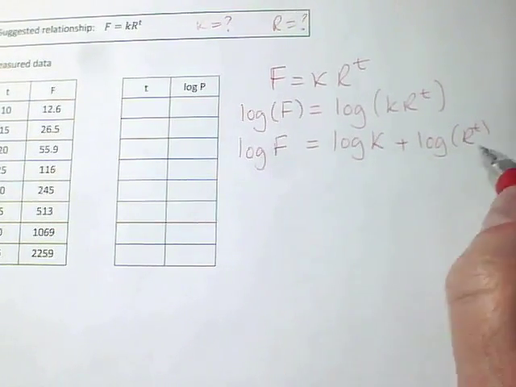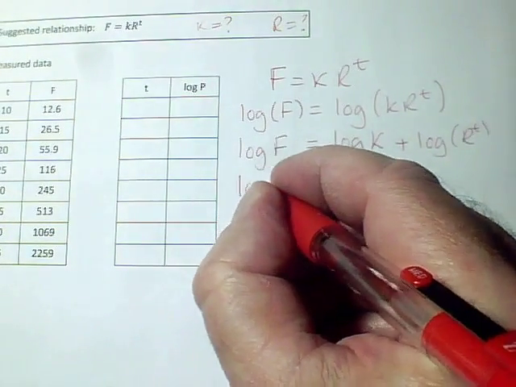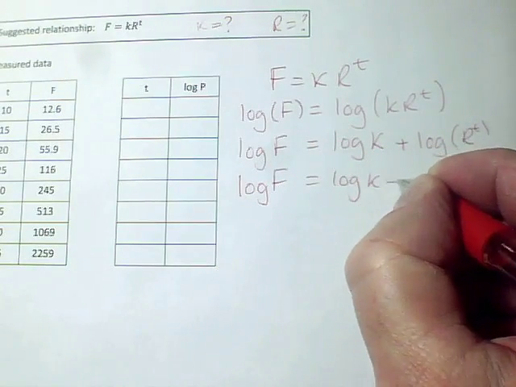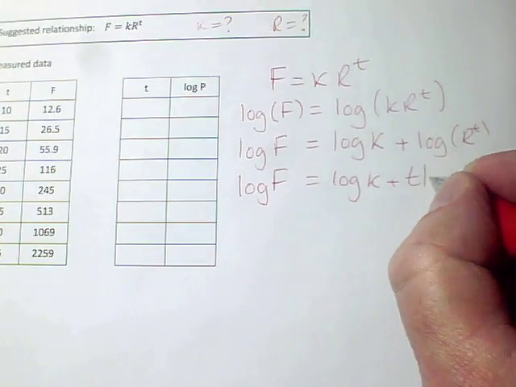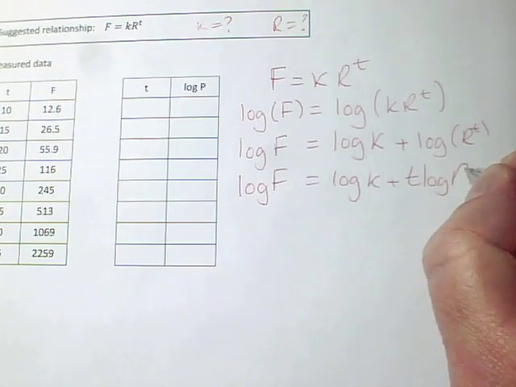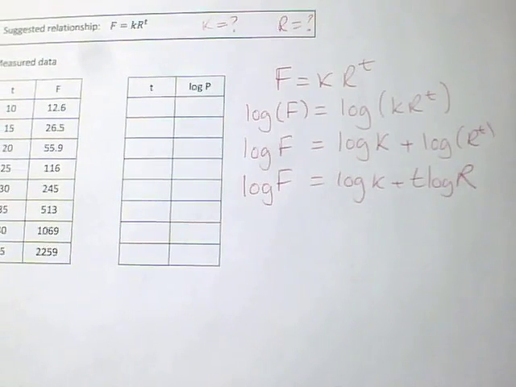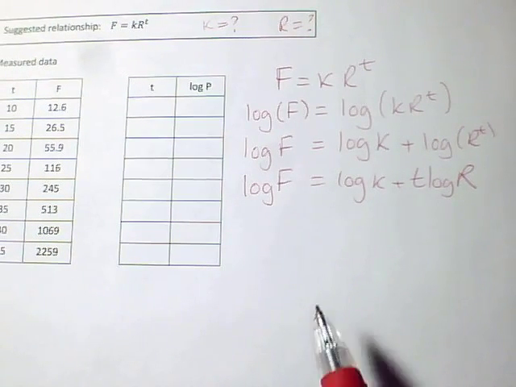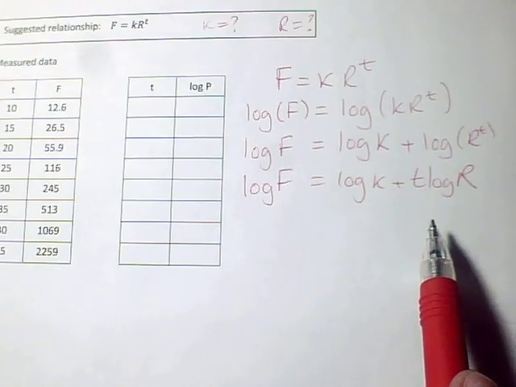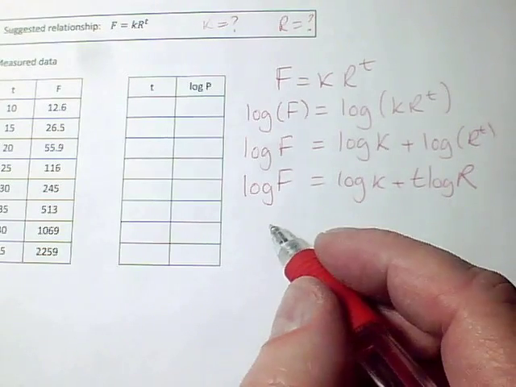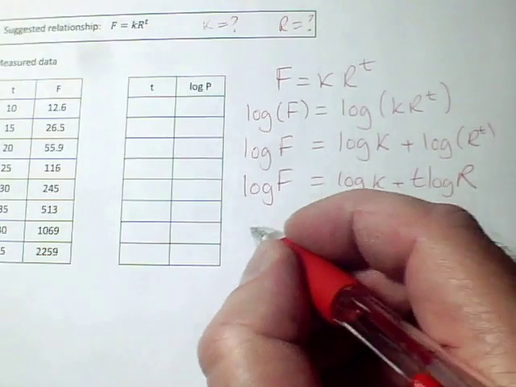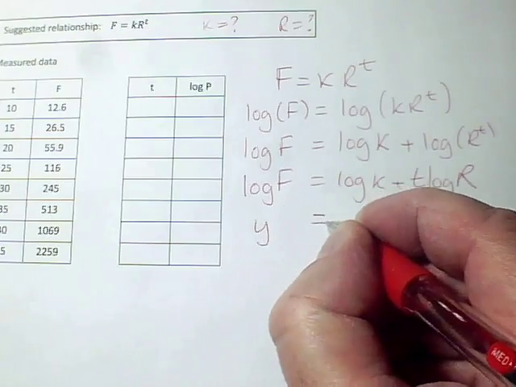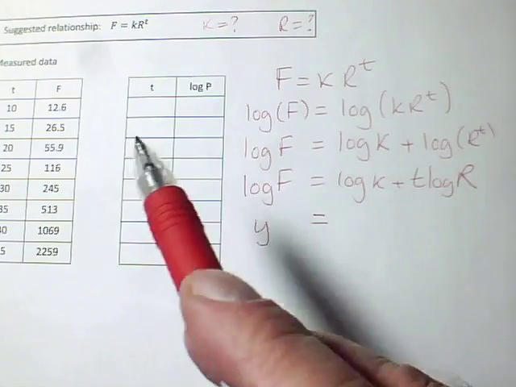Okay, and then the r to the power t, there's another law of logs I can use. So log of f equals log of k as before, plus, and this becomes t times log of r. And of course we're using log to the base 10, which is what we use unless there's a good reason not to. So this is now a straight line form if I compare it with one of our standard equations of a straight line. So the one we often like to use is to compare it with y equals mx plus c.